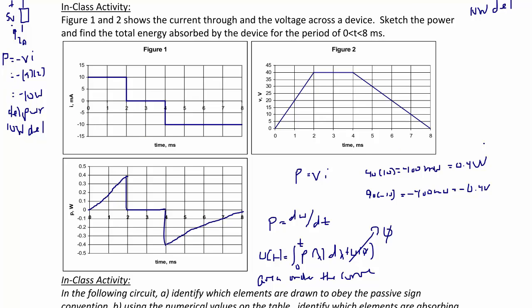So for the first triangle, I'm going to have 1/2 times the base, which is 2 milli, times the height, which is 400 milliwatts. For the second triangle, I'm going to have minus 1/2 times the base, which is 4 milli, times the height, which is 400 milliwatts. So the total energy at 8 milliseconds is going to be equal to negative 0.4, and the units for energy are joules.